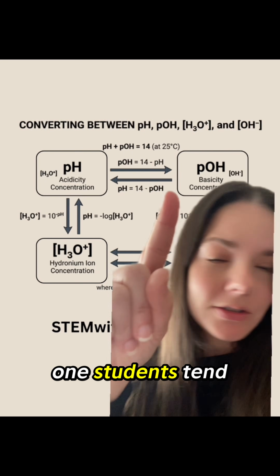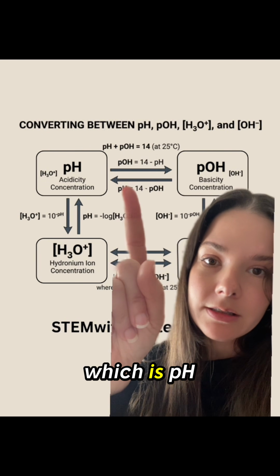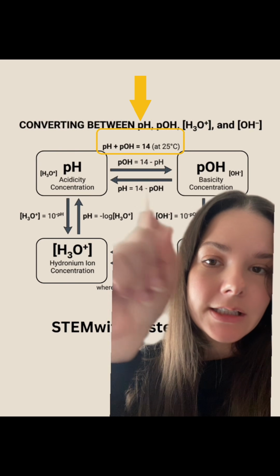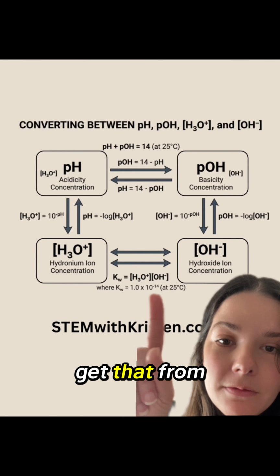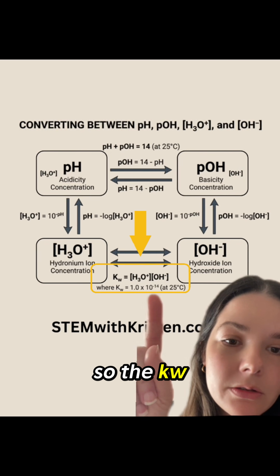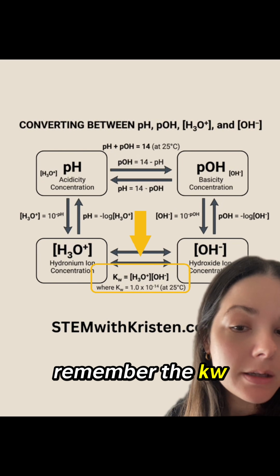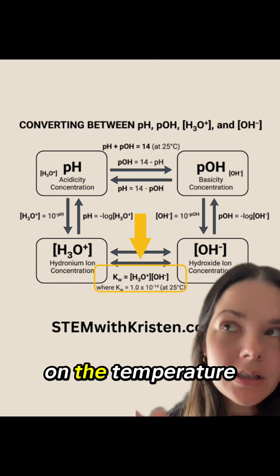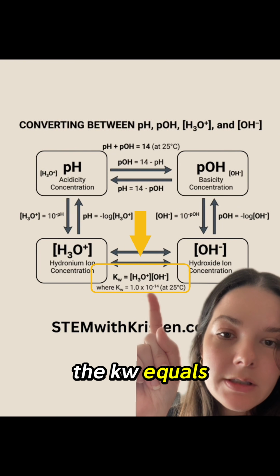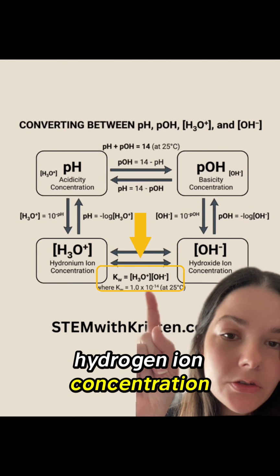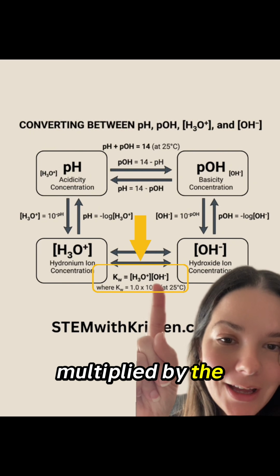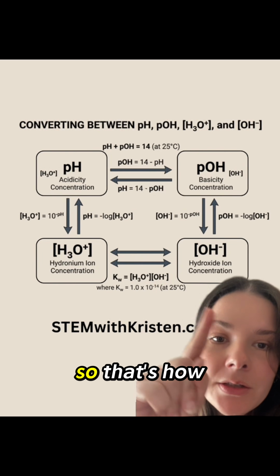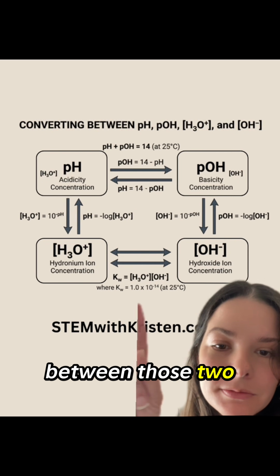Now this top one students tend to remember pretty well, which is pH plus pOH equals 14, so that's how you can go between those two. But we also get that from the Kw. So the Kw at 25 degrees Celsius, remember the Kw can change based on the temperature. The Kw equals the hydronium or hydrogen ion concentration, or not plus, multiplied by the hydroxide ion concentration. So that's how you can go between those two.